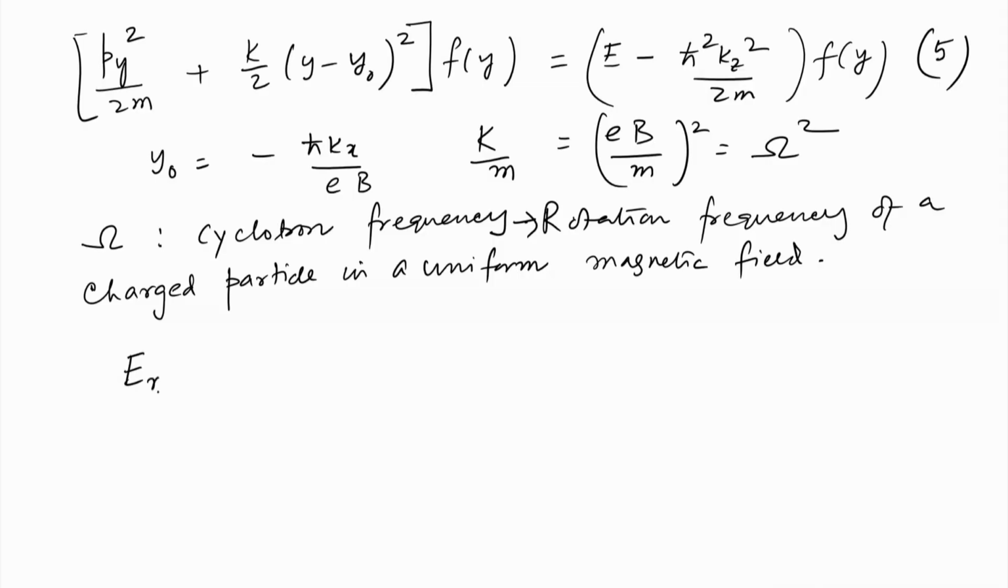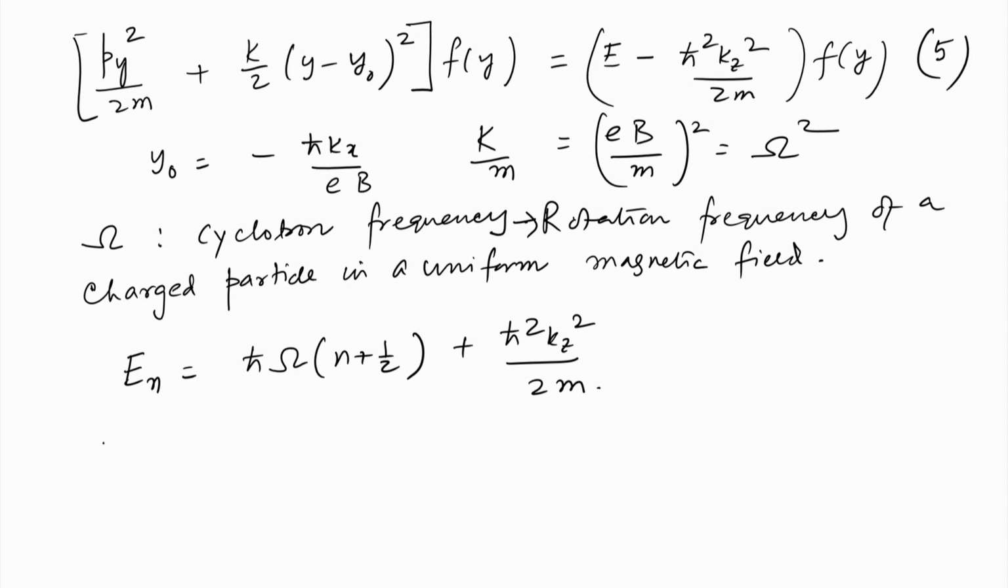So, we do not need to solve this equation 5, because we already know the energy spectrum for a particle undergoing a simple harmonic oscillation, whose energy is of course given by h cross omega times n plus half, that is the oscillator energy. And of course, there is also the energy in the z direction, the free particle direction. So, it is basically a free motion along the z direction, and a harmonic oscillator in the y direction, centered about some y 0.